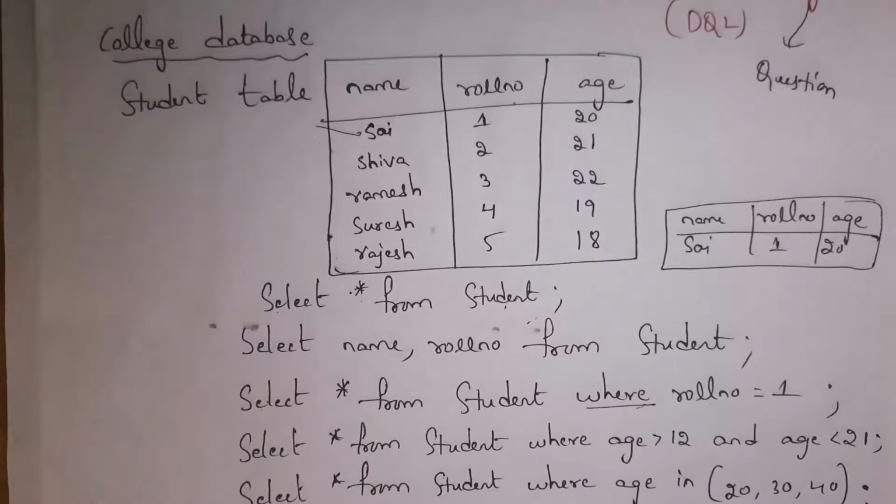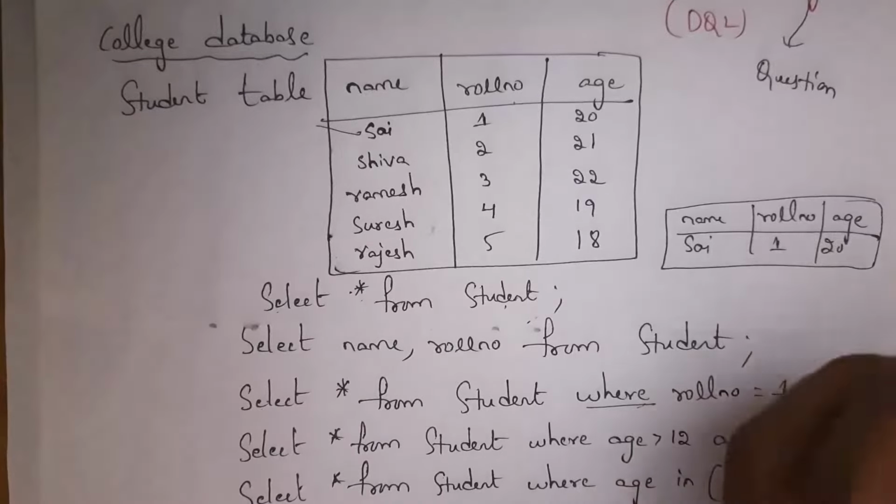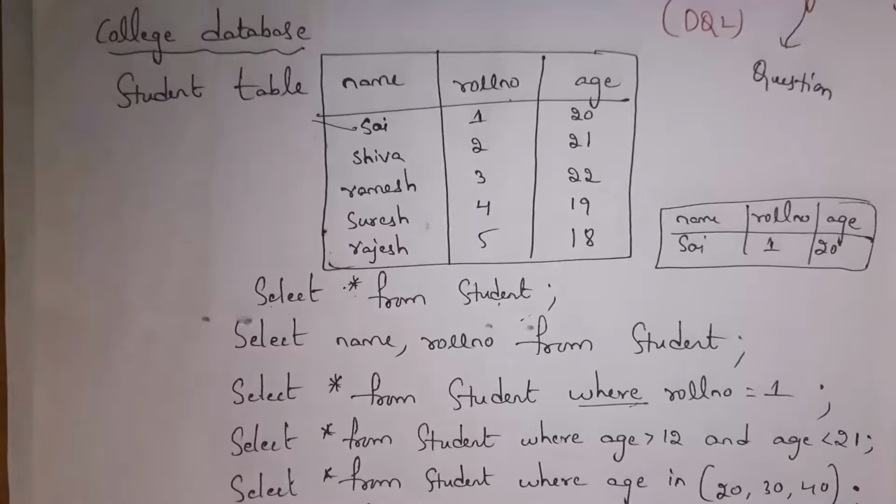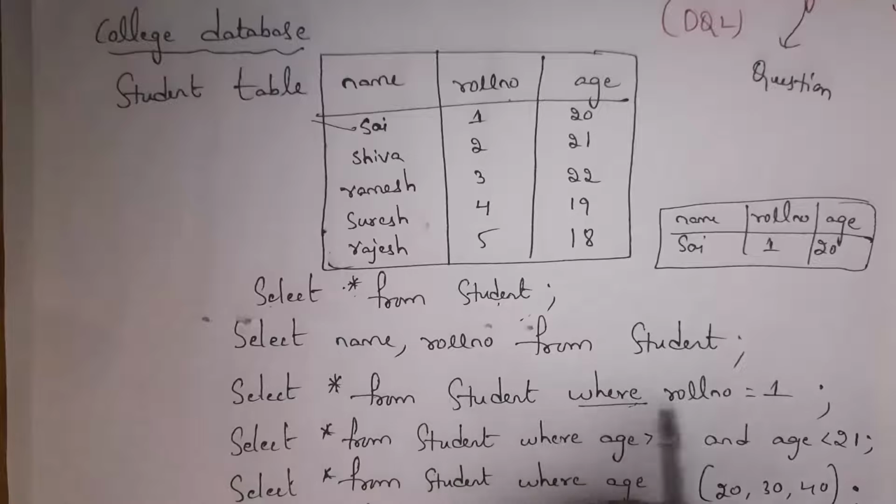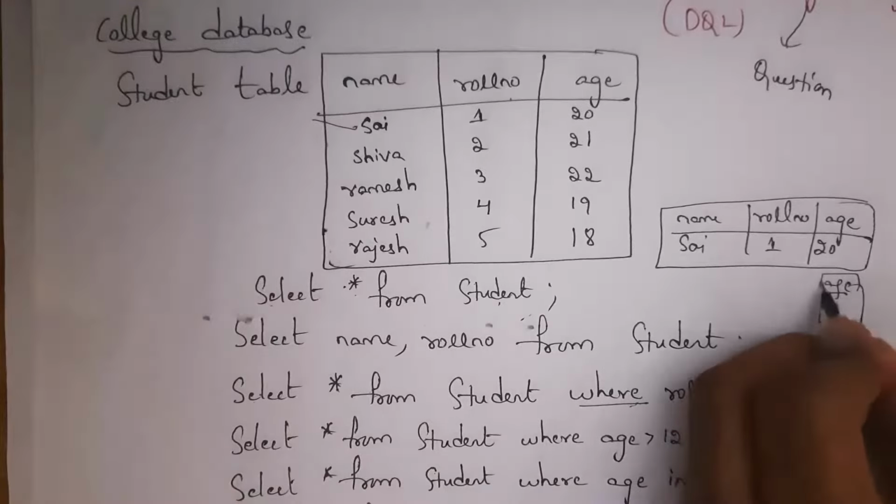This is my output. It will display name Sai, roll number 1 and age 20. For example, I just want only the age of the student whose roll number is 1. So in place of writing star, you just need to give age. Select age from student where roll number equal to 1. So it will display only age, that is 20.